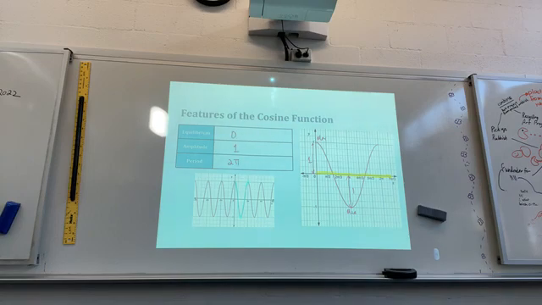It's important for you to know the amplitude, the equilibrium and period, because when we do transformation, we will be moving the period, we will be thinking about the amplitude, and we'll be thinking about the equilibrium.